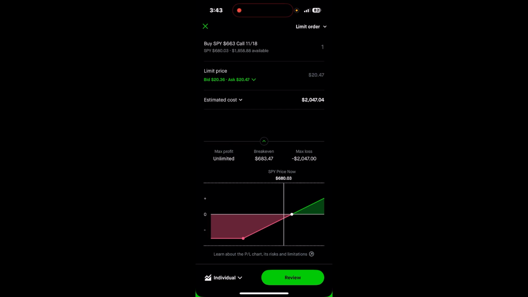But what I personally do is slowly scale up. I start with one. If my balance is about 2,000, I start with one and then I scale it up. I just slowly scale it up. I go to one.